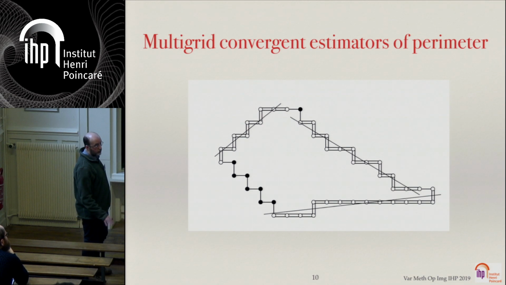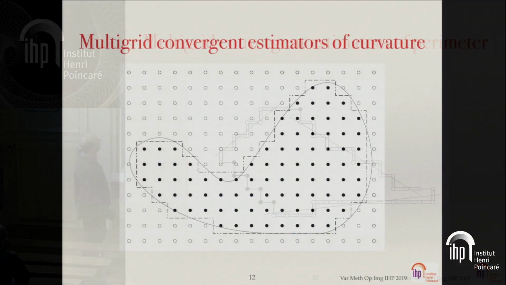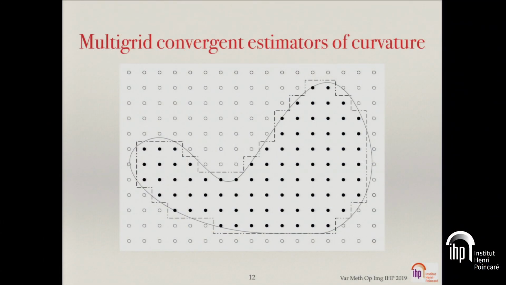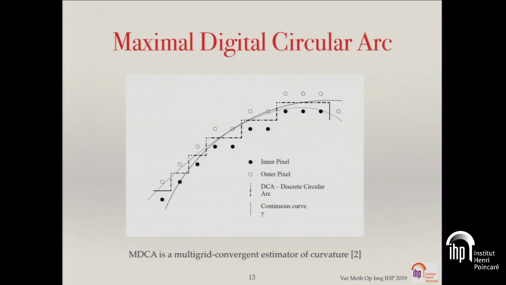And there are purely discrete estimators. If we say here we have a continuous curve, and its discretization here in dashed, and inside is the region composed of pixels. And the question here, we can have a convergent estimator of its length, of its perimeter. Can we have the same thing for the curvature? And the answer is yes, we can.